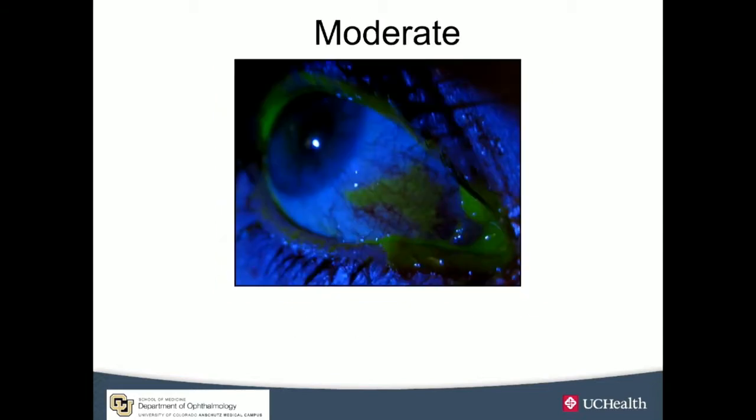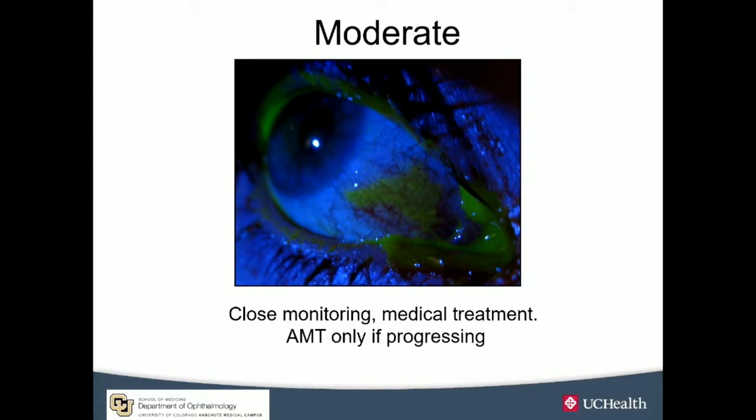Moderate is a little more extensive sloughing, usually a small portion of the lid margin, a discrete, very identifiable portion of the bulbar conjunctiva that stains. And it tends not to be progressive. So we watch them closely. If they're not progressing, these patients will generally do fine.